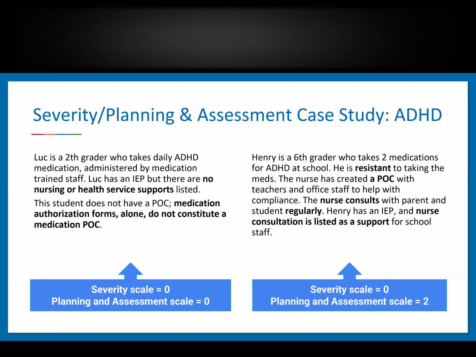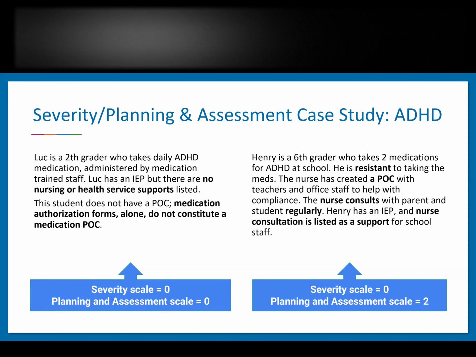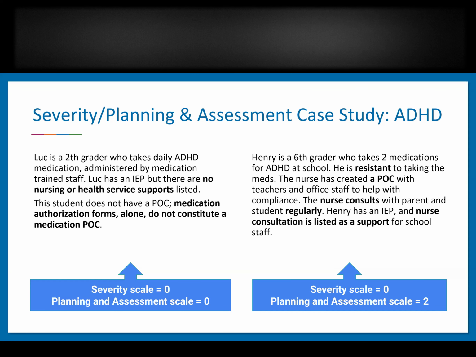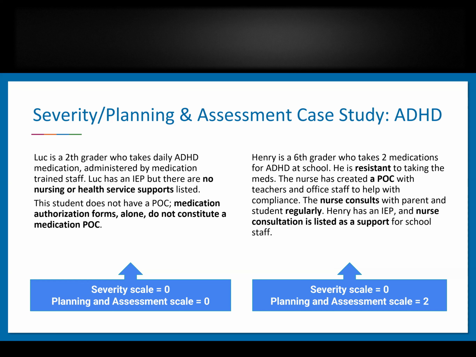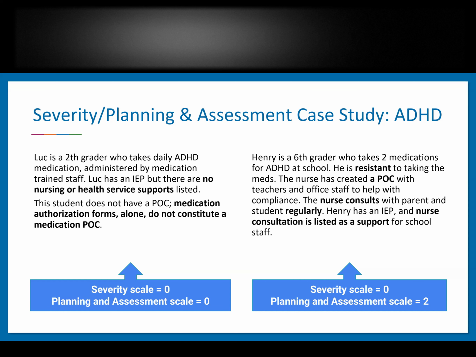Henry is a sixth grader who takes 2 medications for ADHD at school. He is resistant to taking the medications. The nurse has created a plan of care with teachers and office staff to help with compliance. The nurse consults with parents and students regularly. Henry has an IEP and nurse consultation is listed as a support for school staff. The severity scale for the student would be a 0, and the planning and assessment scale for the student is a 2 because the nurse is intermittently consulting.